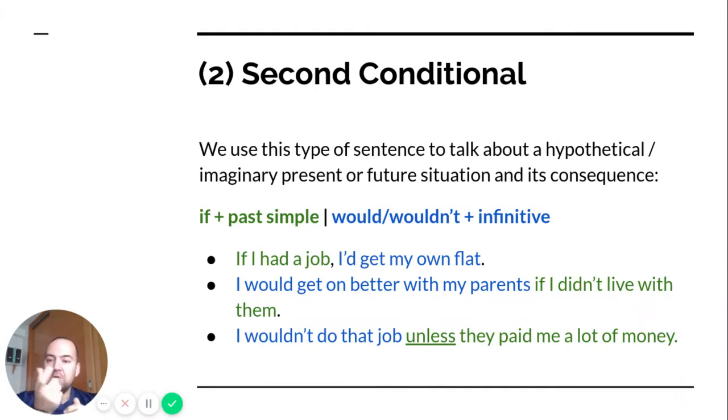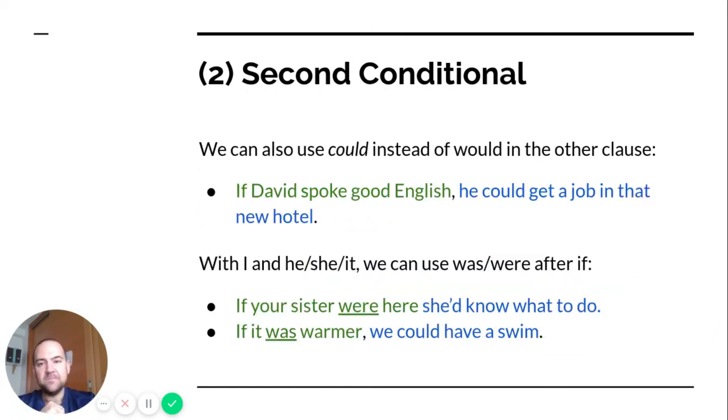Here we can change the clauses the same as with the other conditional sentences. I would get on better with my parents if I didn't live with them. I wouldn't do that job unless they paid me a lot of money. Here we can see another example of the if not, changing it for unless. I wouldn't do that job unless they paid me a lot of money. I wouldn't do that job if they didn't pay me a lot of money. It sounds weird. That's why here we use unless.